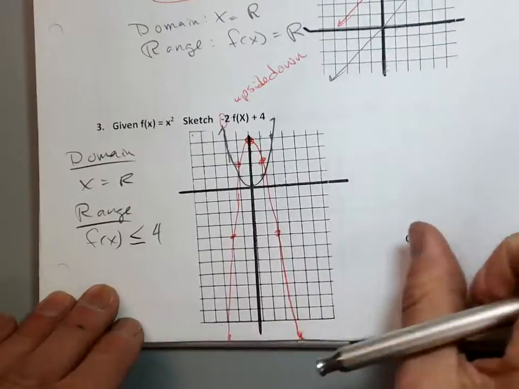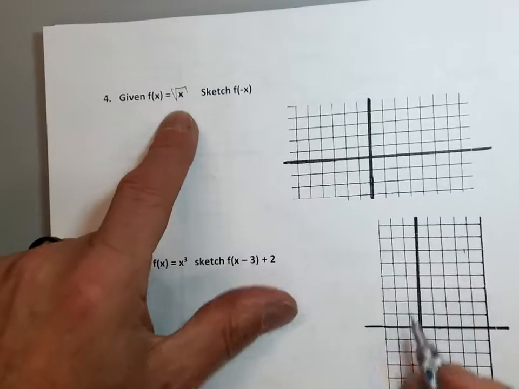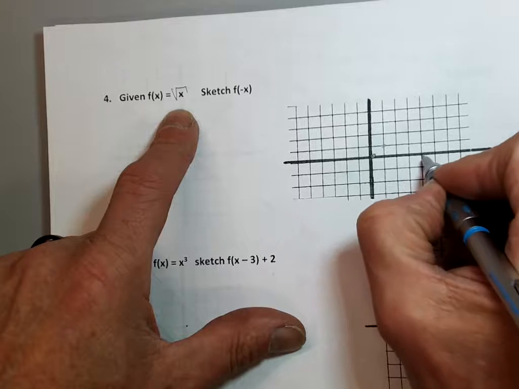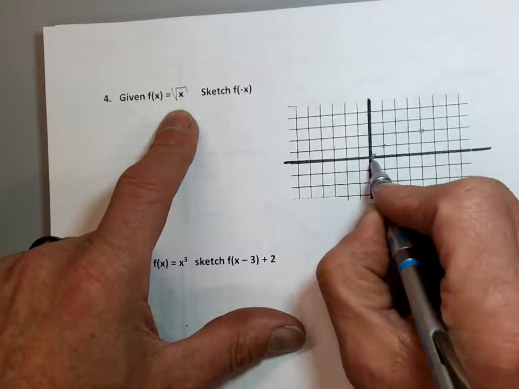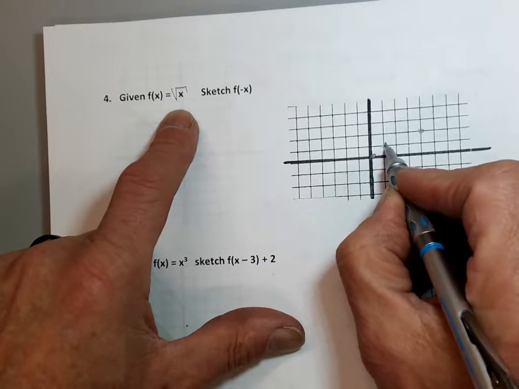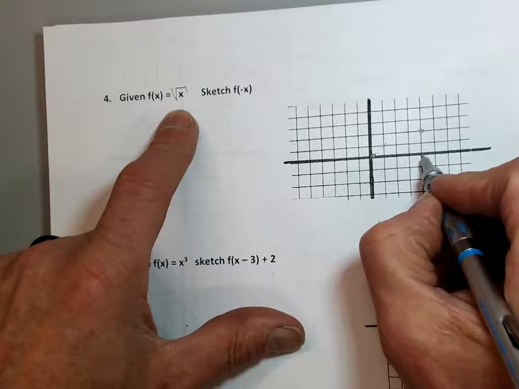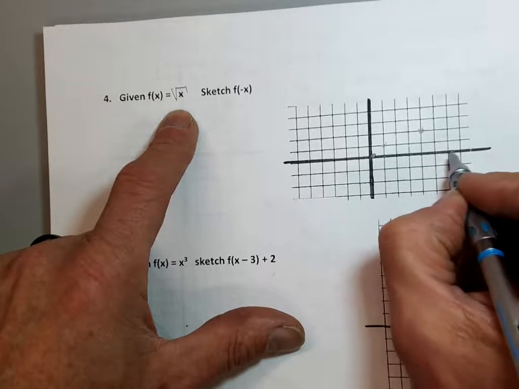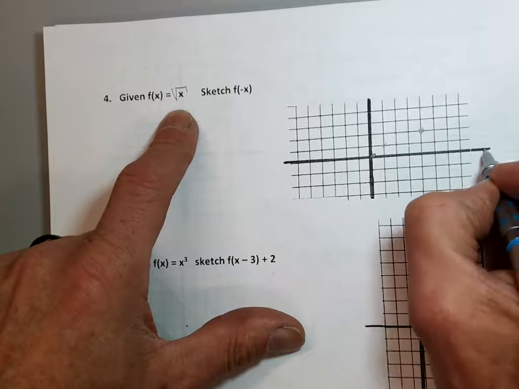Okay, turn the page. All right, now, square root of x looks like this. See what I'm doing? The square root of 1 is 1. I'm going over to 4. The square root of 4 is 2. I'm going to go over to 9: 1, 2, 3, 4, 5, 6, 7, 8, 9, and then 3.